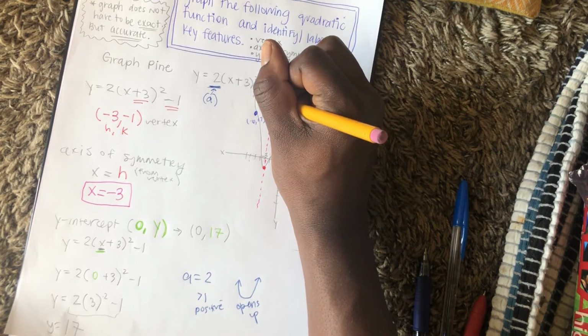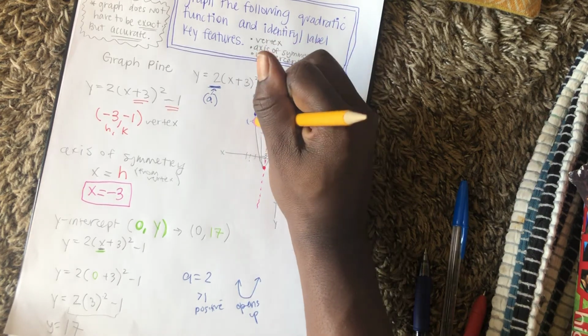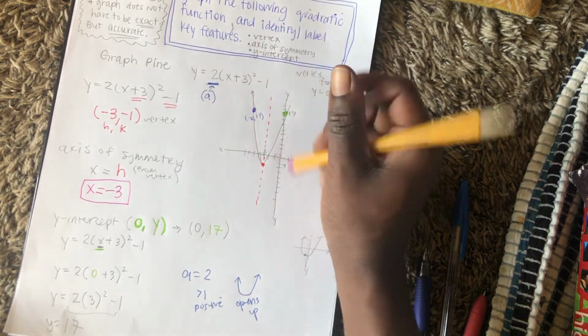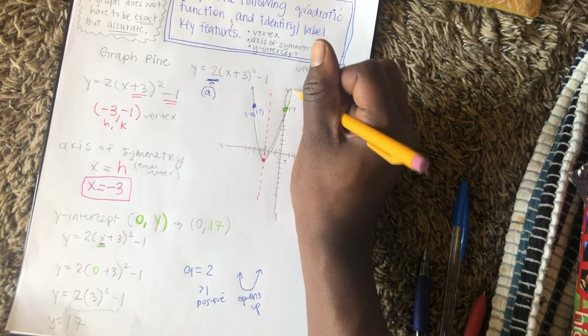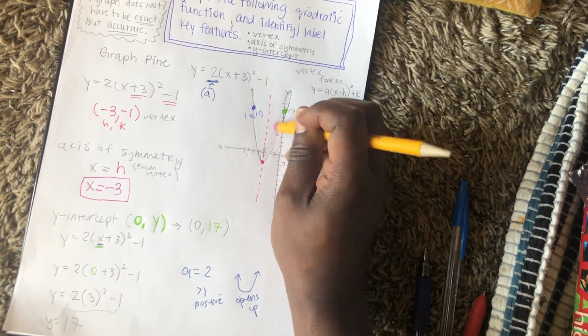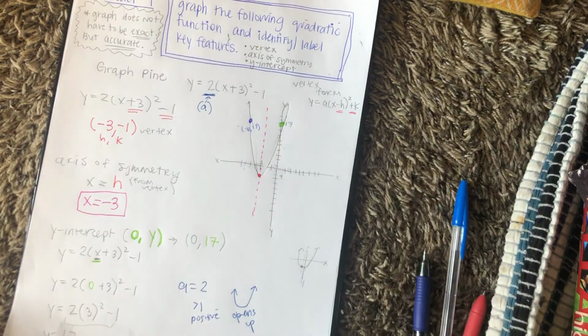Now, as we can see, that is not a U. That looks more like a V. So I'm going to adjust that a little bit. Kind of just curve that up there. Okay. A little bit better, y'all. Again, it doesn't have to be exact, just accurate. So now that is my U-shaped parabola.